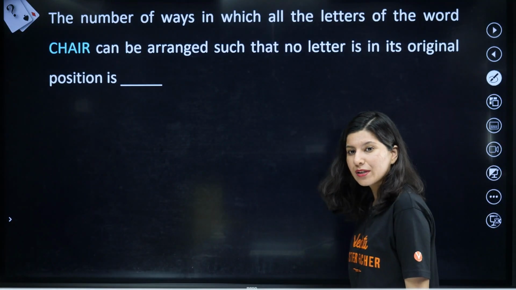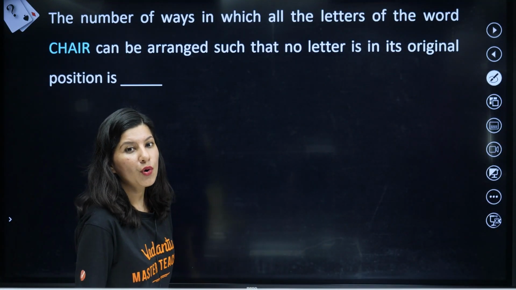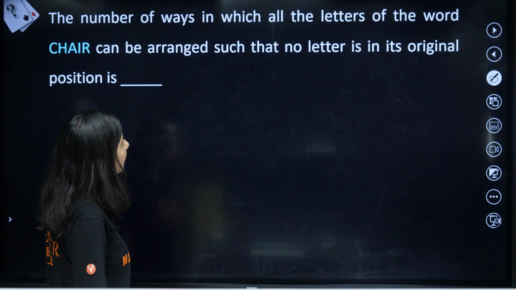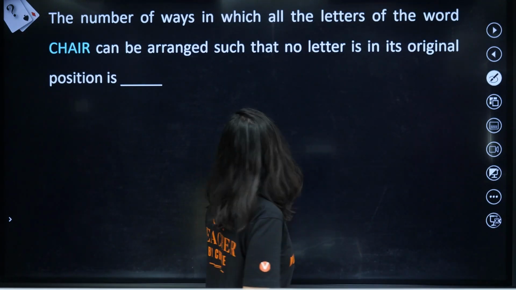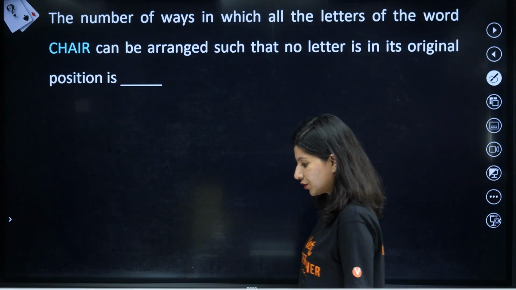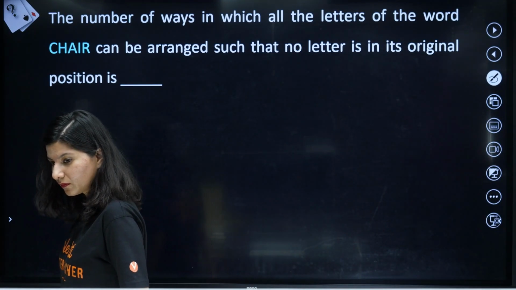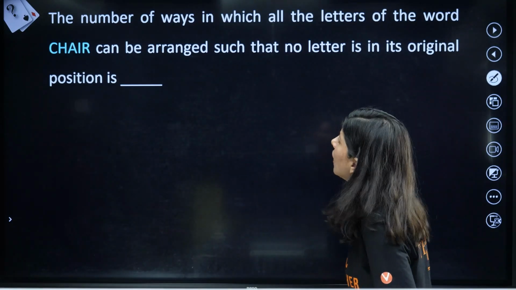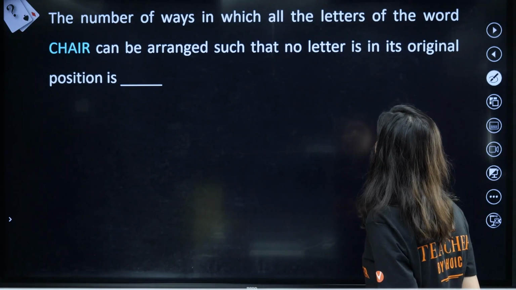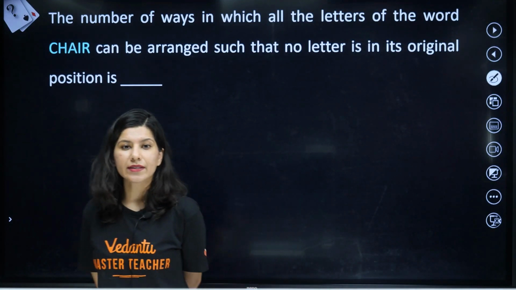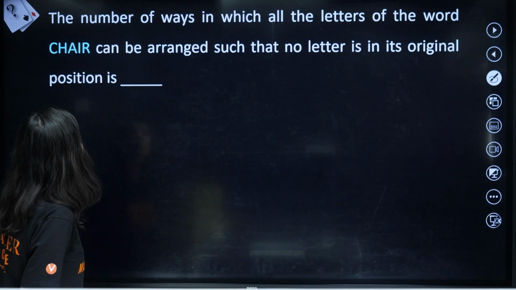Okay, let's do one question. The number of ways in which all the letters of the word CHAIR can be arranged such that no letter is in its original position is. No letter is in its original position.